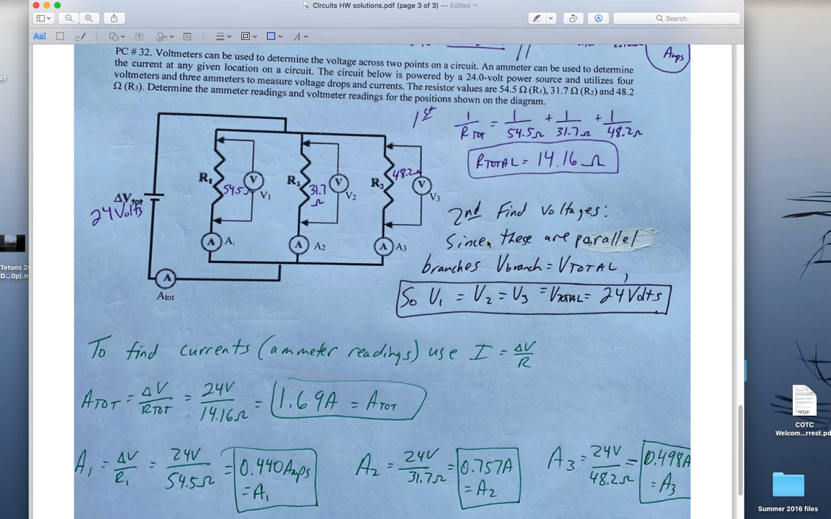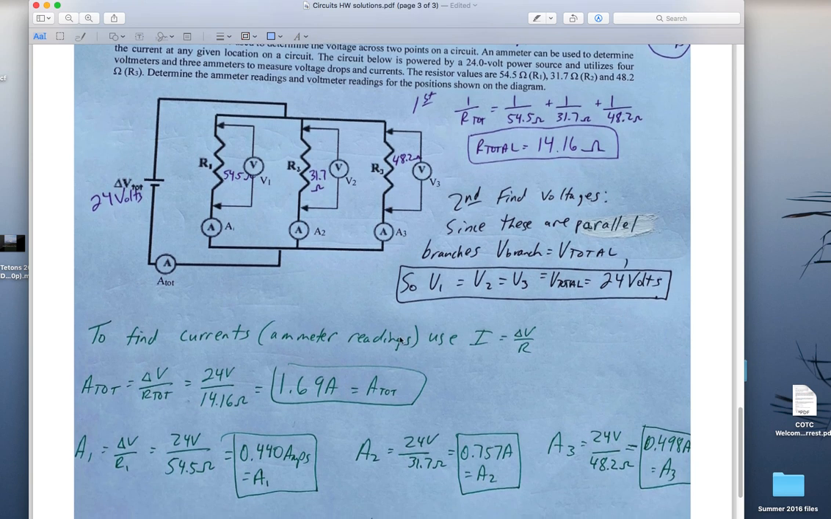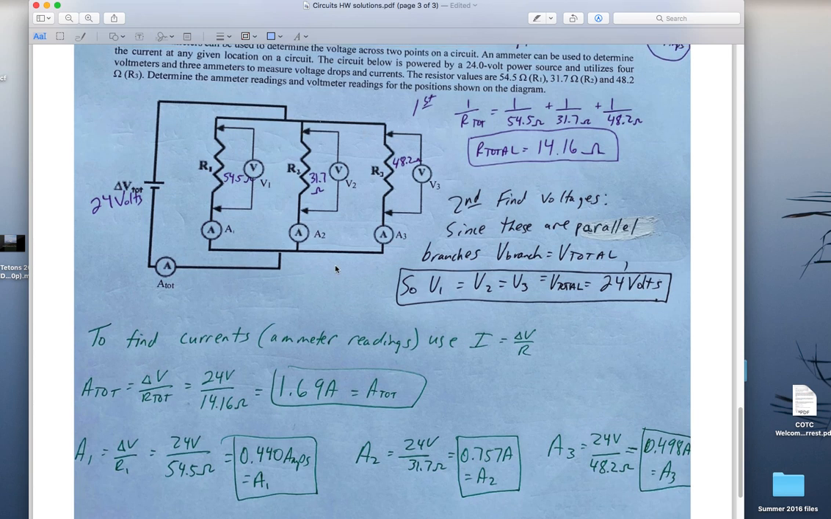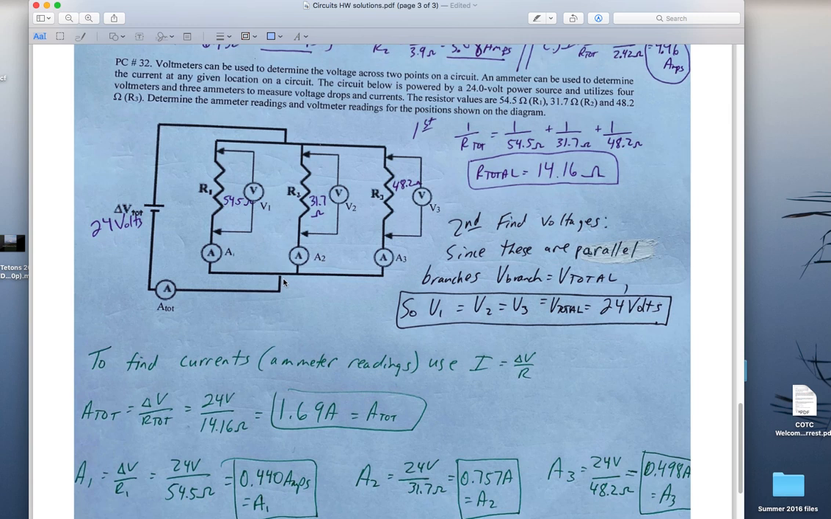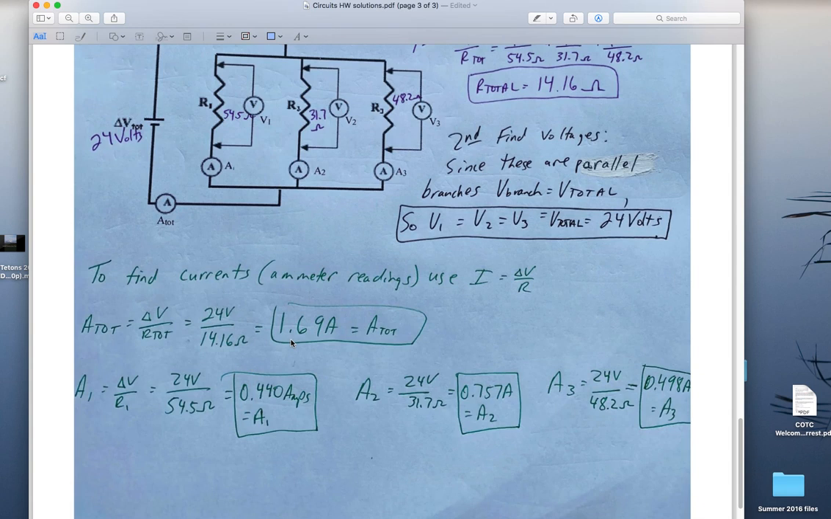second thing is I'd find the voltages, but since these are in parallel and these are across the resistors, each of them would have the full voltage of 24 volts. So to find the ammeter reading for the total current, which is right here, notice that's after the current splits into 1, 2, and 3 paths. The current has all come back together by this point, and that's why it's the total current. So I take the total voltage divided by the total resistance, that gets me the total current.